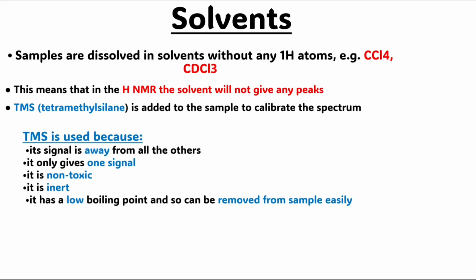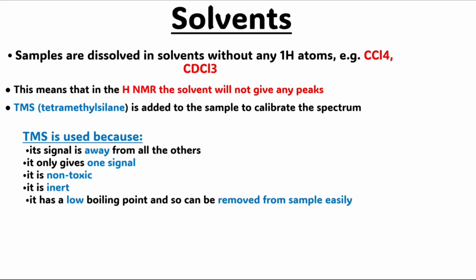It's because its signal is away from all of the others. It only gives one signal. It is non-toxic, it is inert, and has a low boiling point, so it can be removed from the sample easily. Now, I think you should remember at least 3, but they might put 2 in the question, like, give 2 other reasons why TMS is used as a standard in recording NMR spectra, instead of it saying that it's non-toxic or inert. So I would say remember 4.